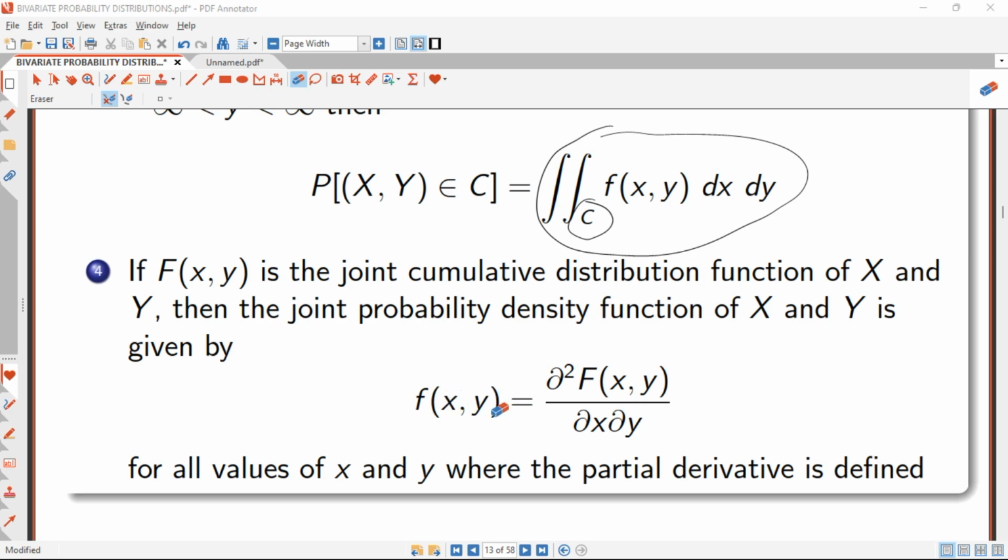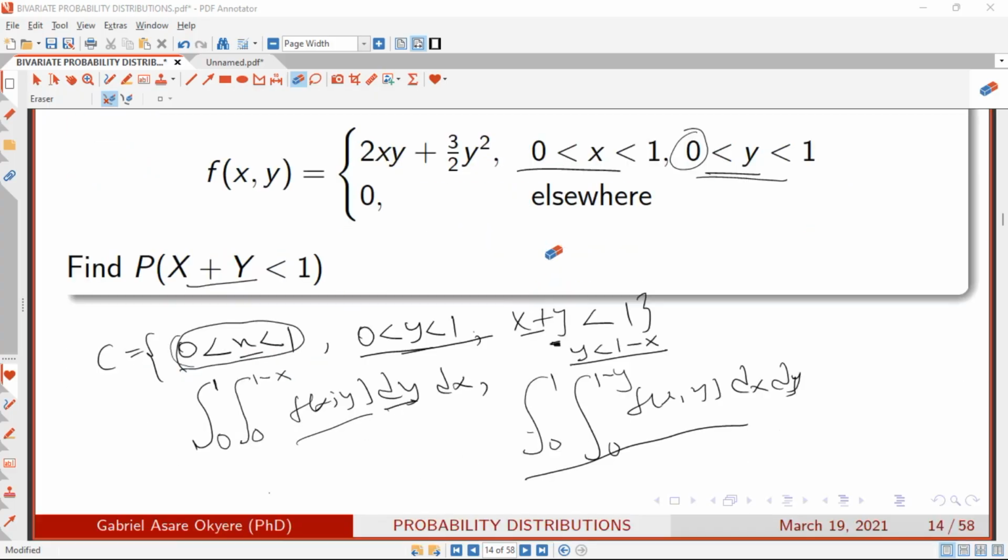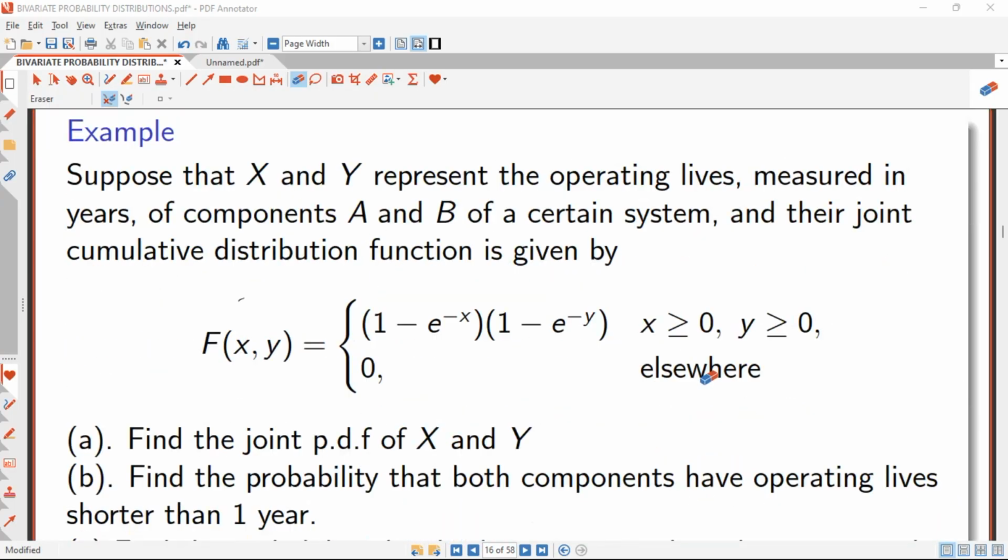small f of x, y, we differentiate with respect to y and also with respect to x. You can do it either way: differentiate with respect to y and then x, or with respect to x and then y. Either order will hold. So let's go into the question solving.